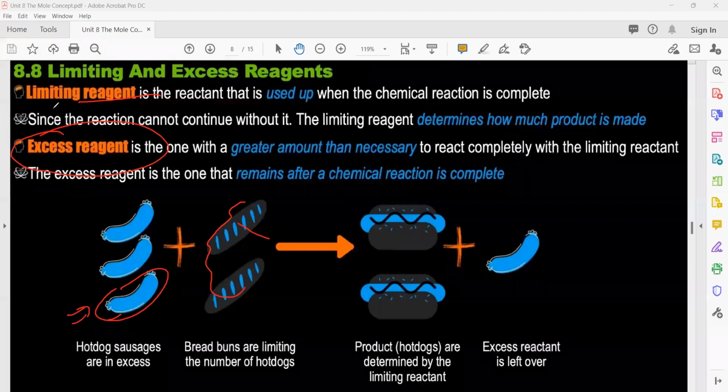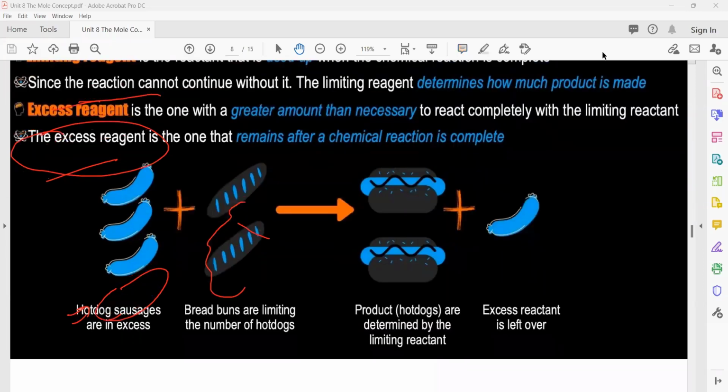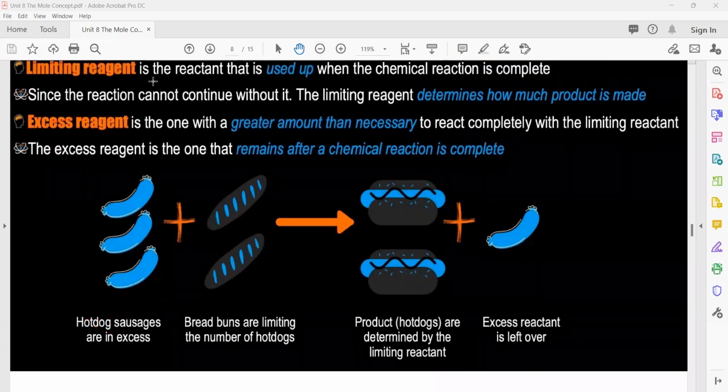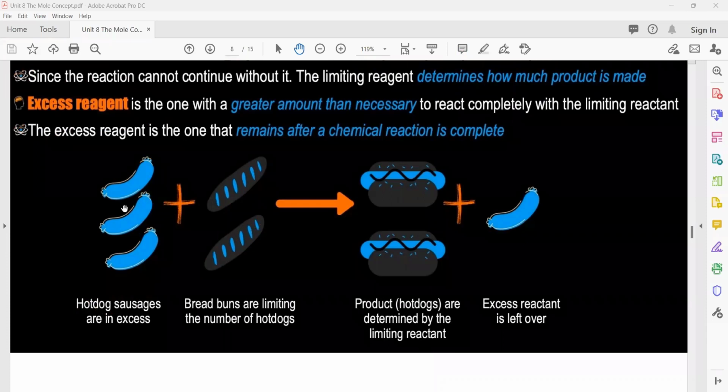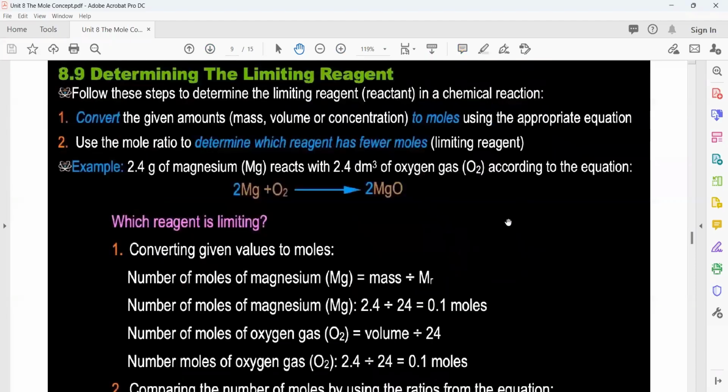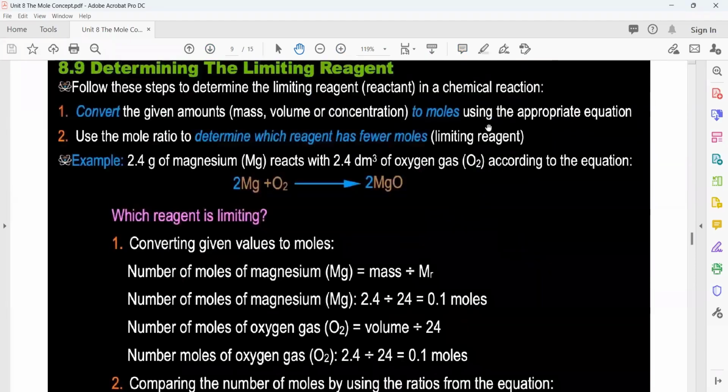Got the difference between limiting and excess? Yes. Okay. In the same way, when making a chemical reaction, some of the reactant finishes early, and due to that the reaction will stop. That is known as the limiting reagent, and the other one which is still there is known as the excess reagent.